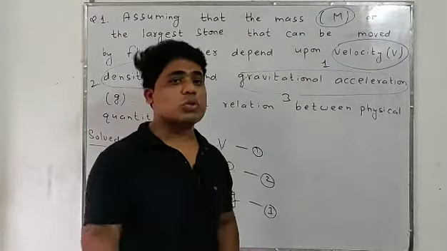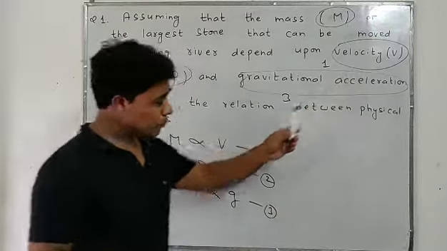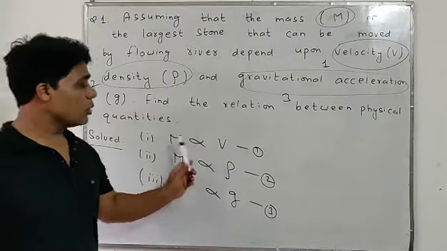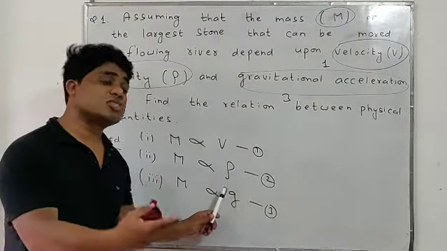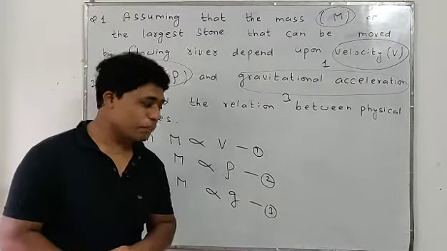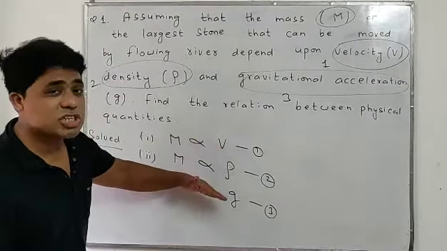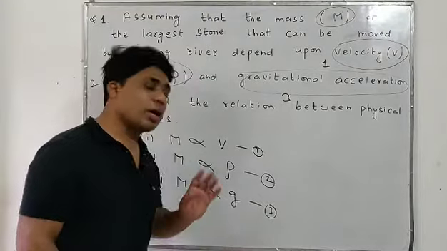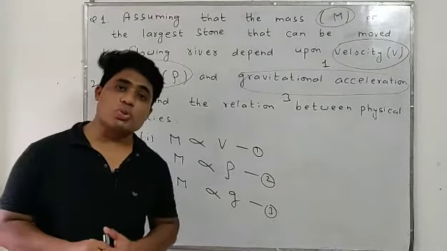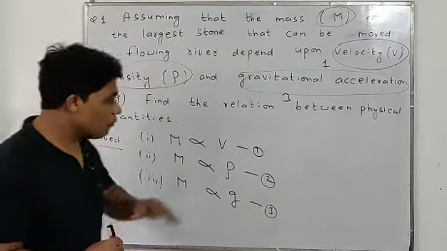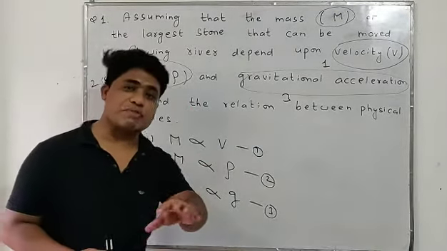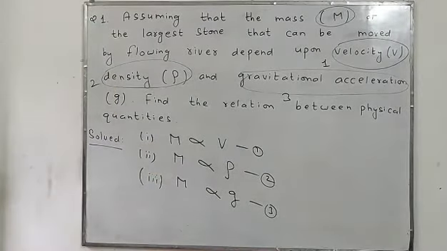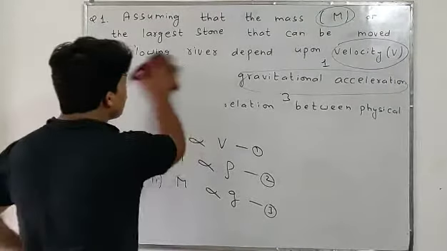Mass of that stone depends on three components: mass depends on velocity, mass depends on density, and mass depends on gravitational acceleration. We will follow the given sequence. First of all, mass depends on velocity, second on density, and third on gravitational acceleration. Using the dimension method, we have to find the relation among these physical quantities. We have to make the formula. You can take a screenshot of this question. Now I am going to remove the question.